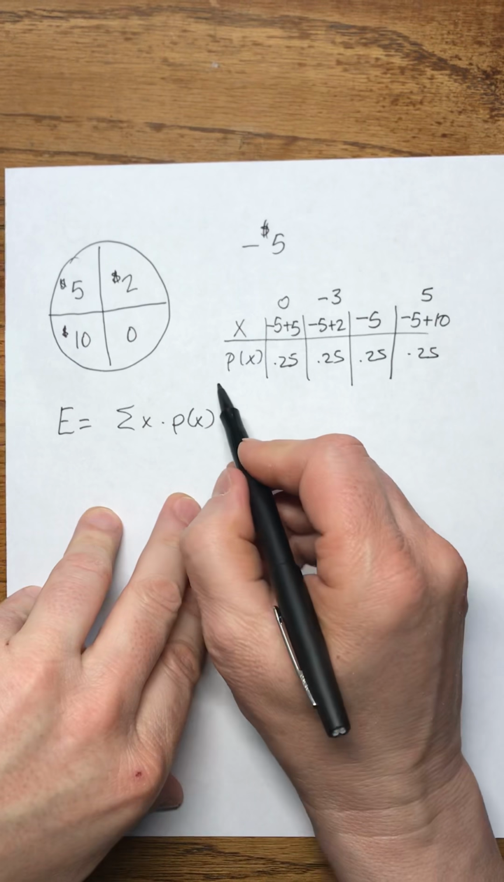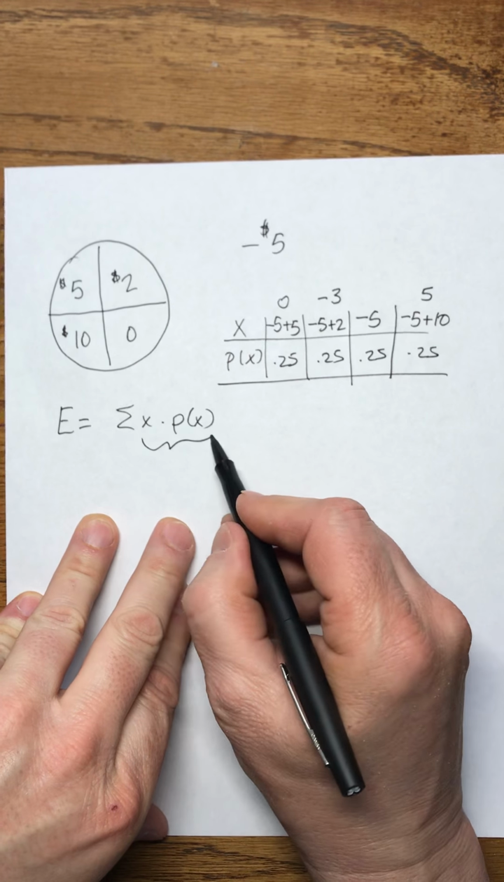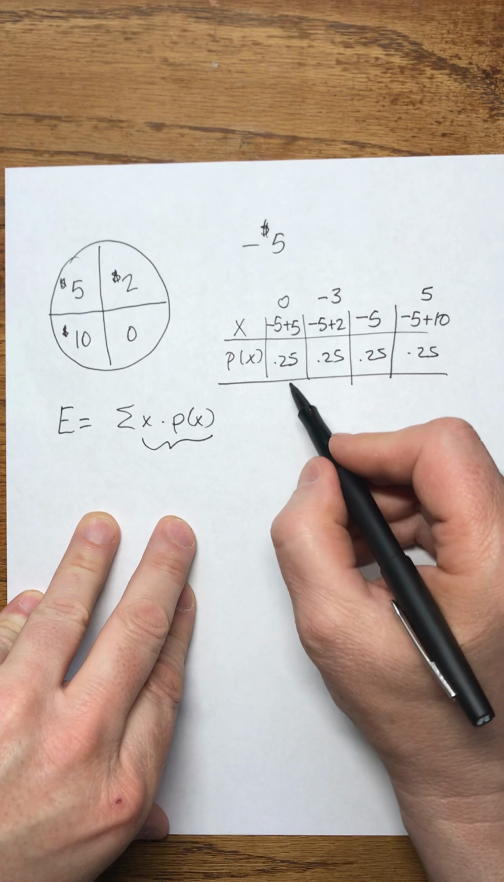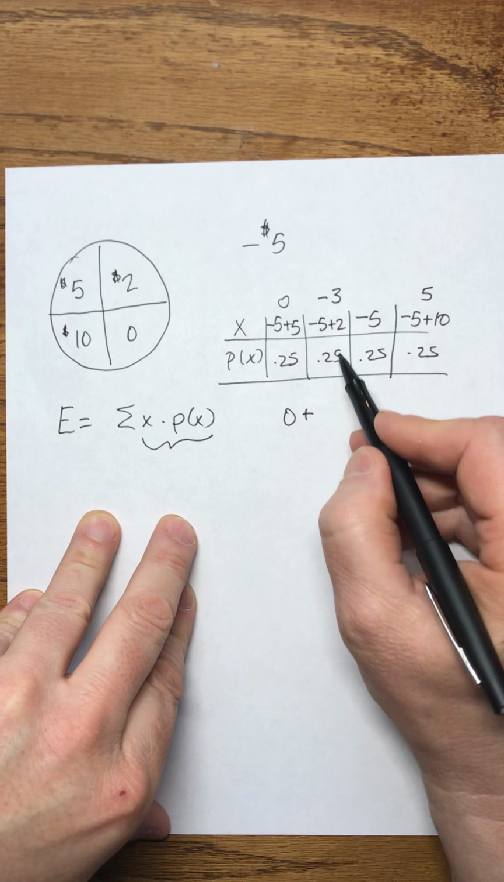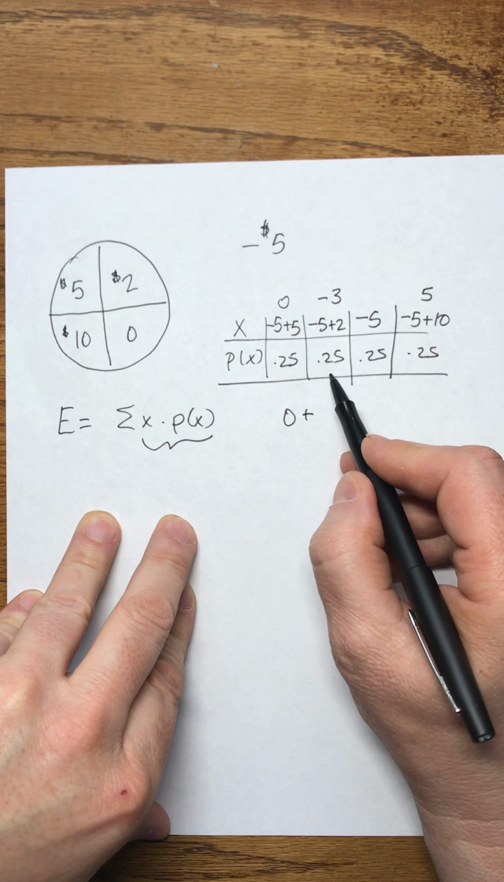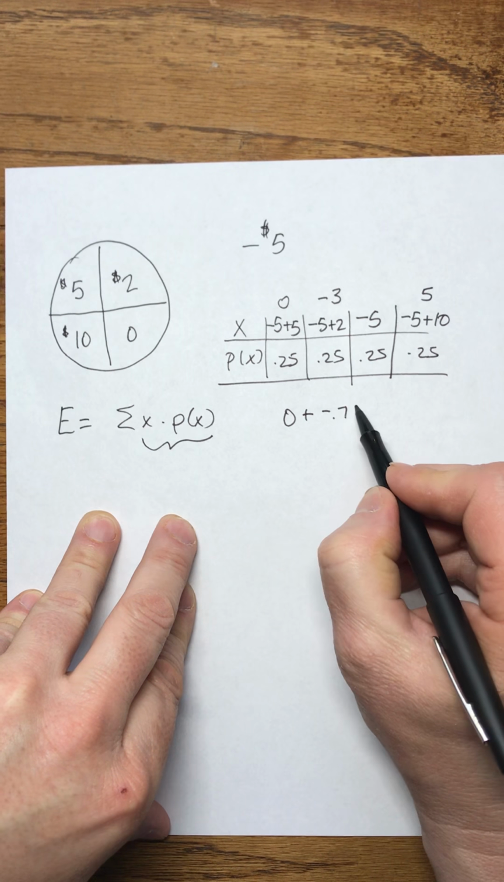So if we multiply these together, which is what the formula says to do, you would get 0 times this would be 0, plus negative 3 times 0.25 is going to be a negative 0.75.